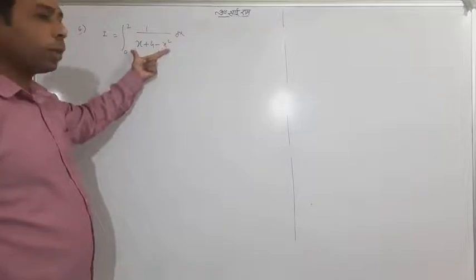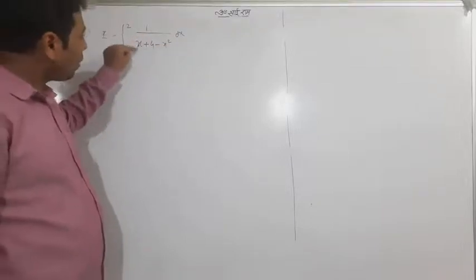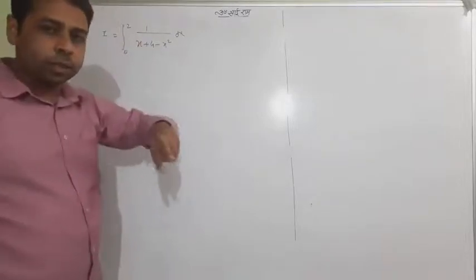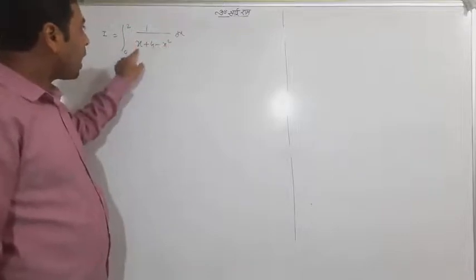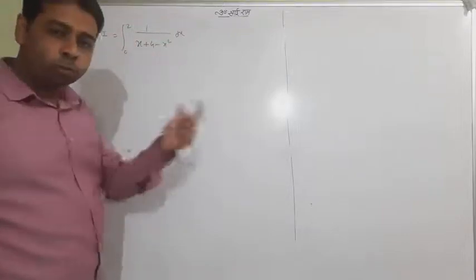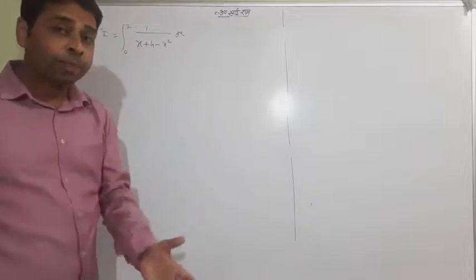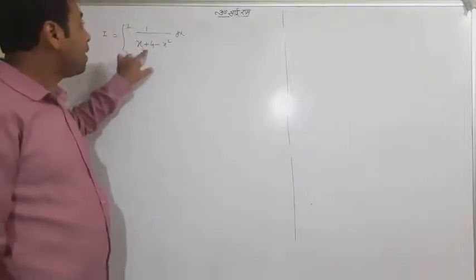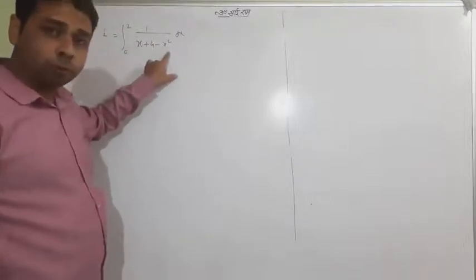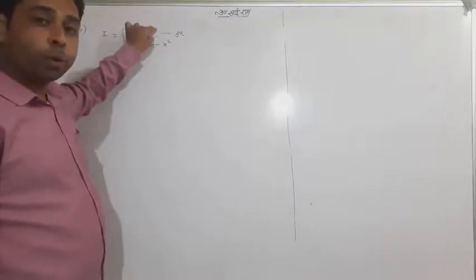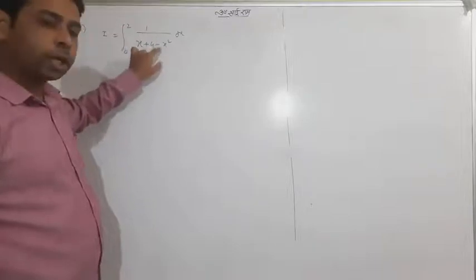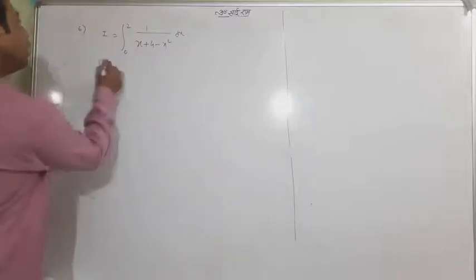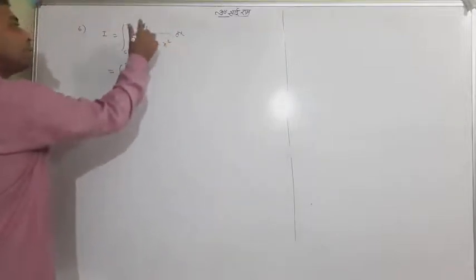1 upon, this is a quadratic equation. If you have a quadratic expression, you have two ways to go. First, can this denominator be factorized into factors? If it can be split into factors, you will use the partial fraction method. But if this particular term cannot be factorized into two factors, we will use the concept of 1 upon quadratic equation. And I will use 1 upon quadratic equation because this cannot be split into factors. So we will go with the concept 1 upon quadratic equation.